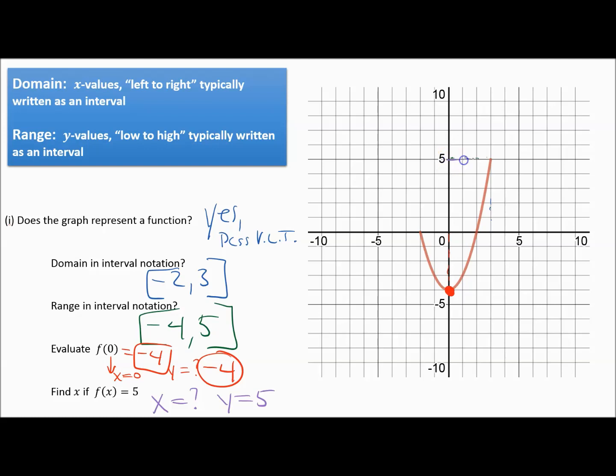Then you go out and meet the graph. That's that point right there. That point is what, comma, 5? Well, it's 3, right? So the x value is 3 when y is 5. So the answer to this is x is equal to 3.